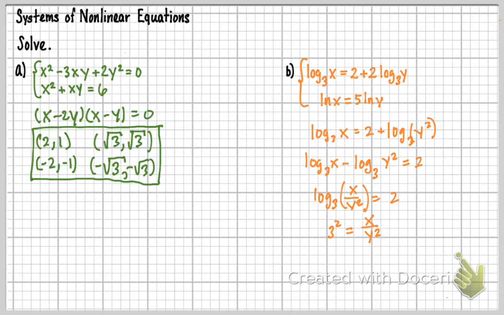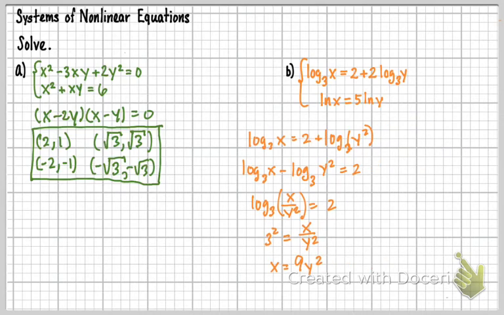And I'm going to solve for x just because it's easy. So x is going to equal 9 minus y squared. Now I'm going to do the same thing with the bottom equation. So first I'm going to put the power to the inside. So that's going to be ln of x equals ln of y to the 5th.